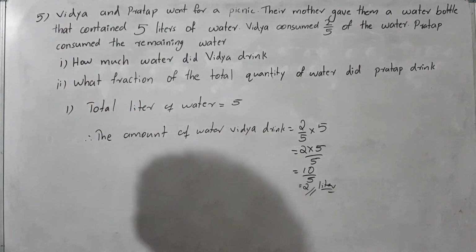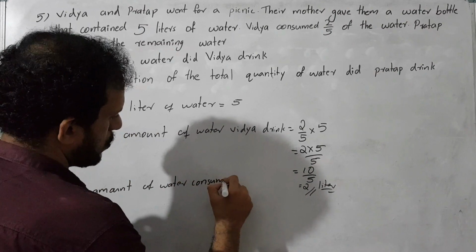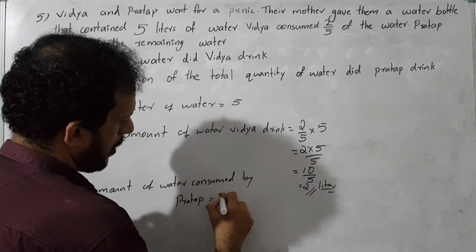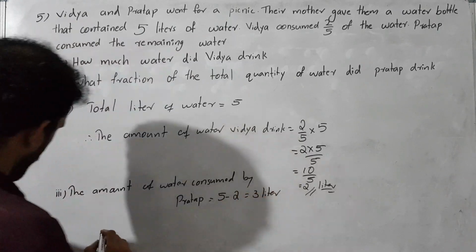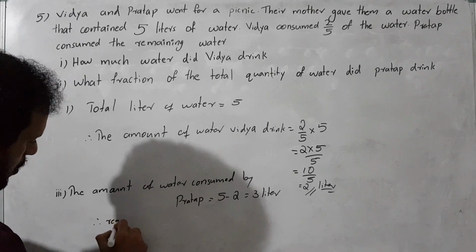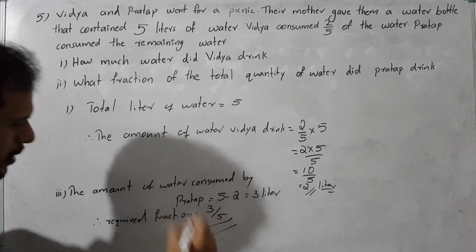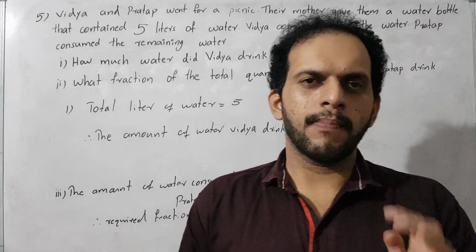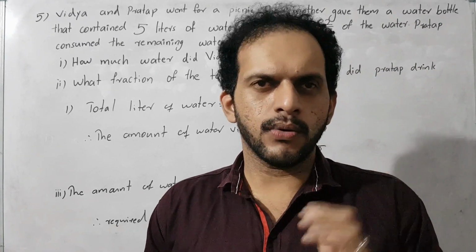Therefore, the amount of water consumed by Pradap is equal to 5 minus 2, which is 3 liters. Therefore, the required fraction is equal to 3 by 5. What is the required fraction? The required fraction is equal to 3/5. Okay. Two word problems are the application of 'of'. Of means into. Okay. I think you got this.